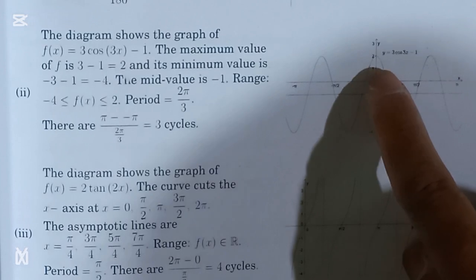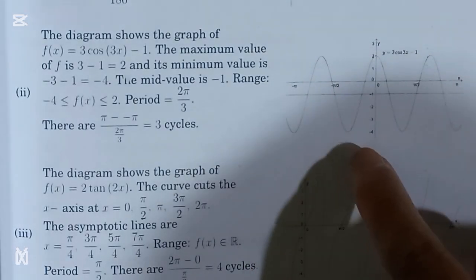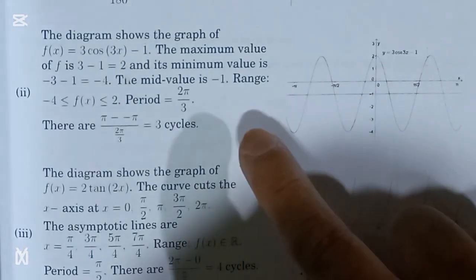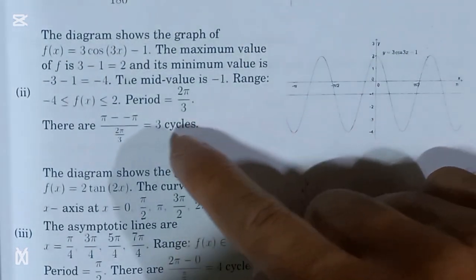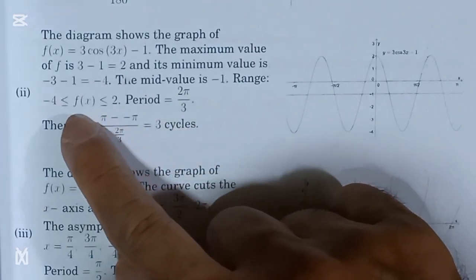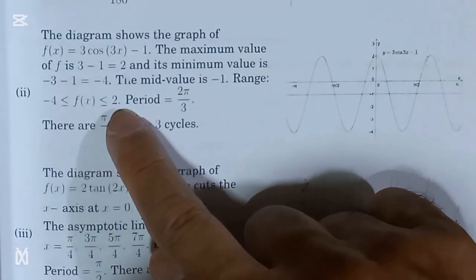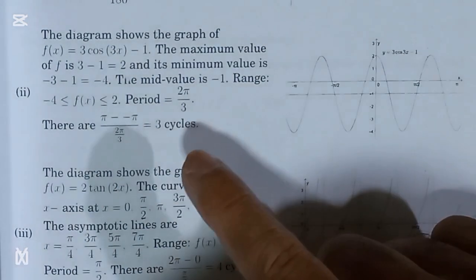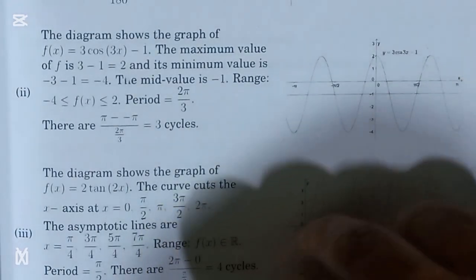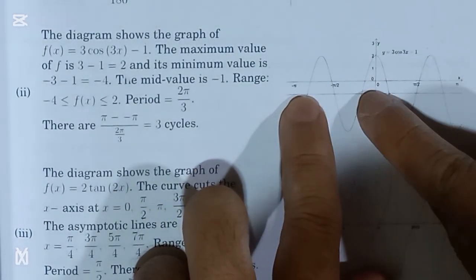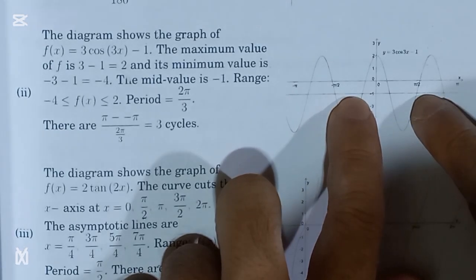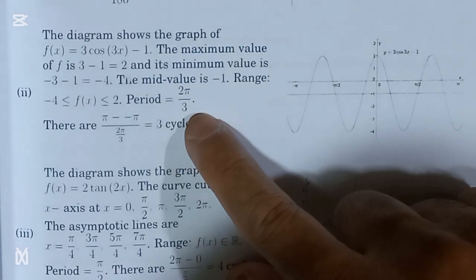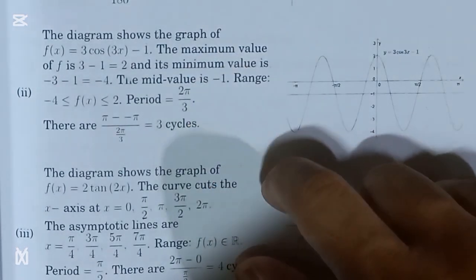From the graph you can see the maximum value is 2 and the minimum value obtained is minus 4. The first thing required in this question is the range. So f of x is greater than or equal to minus 4 and less than or equal to 2. Okay, the next thing required is the period. From here to here, the period is 2 pi by 3. And the final thing required is the number of cycles.